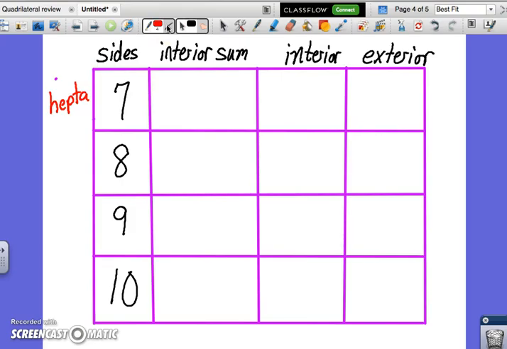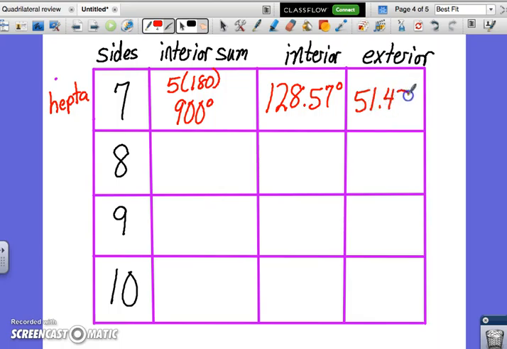The sum of the interior angles is going to be 7 minus 2, so that's 5 times 180, which is 900 degrees. Now the fun starts to begin. If we take 900 and divide it by 7, we get 128.57 degrees. That means the exterior is 360 divided by 7, so it's going to be 51.43 degrees. Sorry, it doesn't always come up with nice even numbers here. It doesn't always deal with natural numbers.